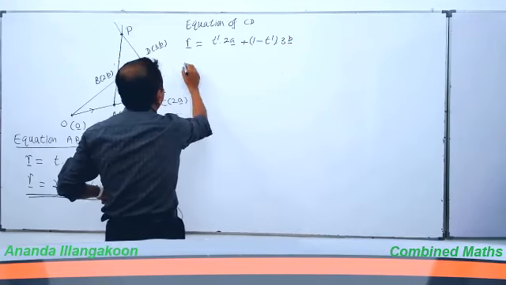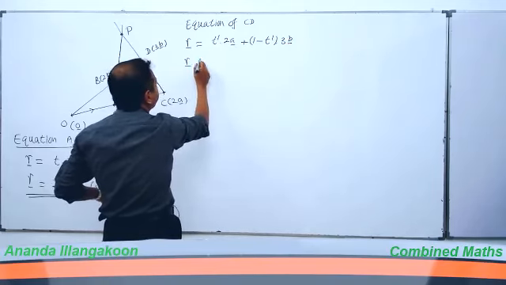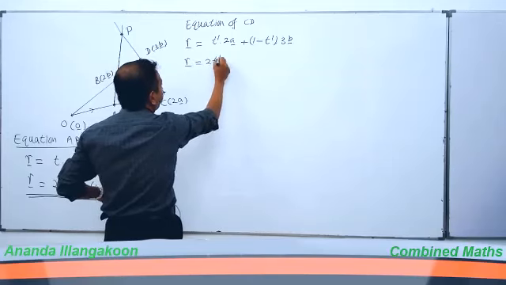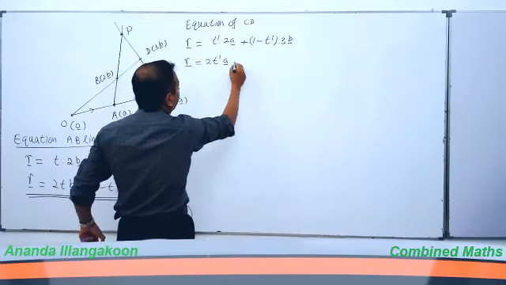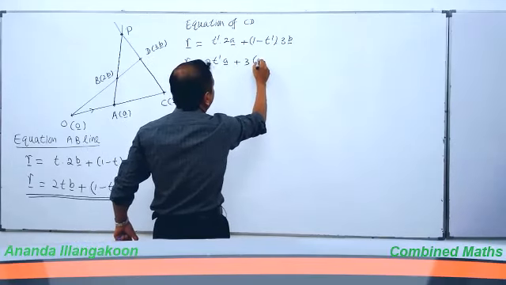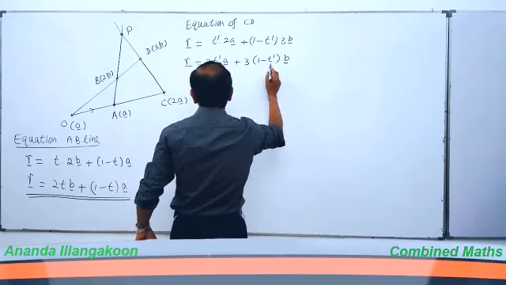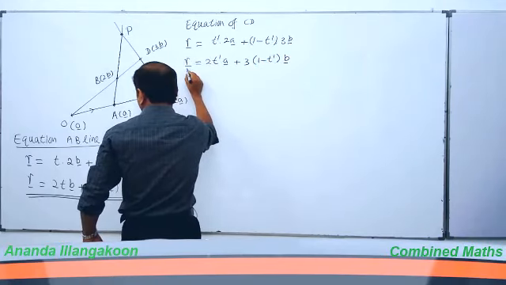Okay, then here we get what? R vector equals 2 times T dash A. All right, here what, people? This 3 I can write like this: 3 times 1 minus T dash B. All right. This is the equation of CD.